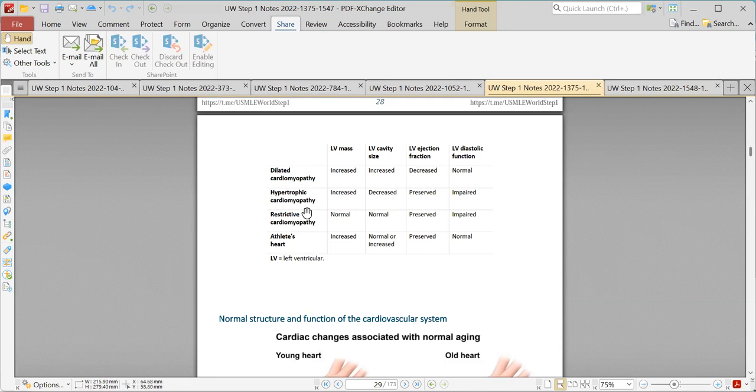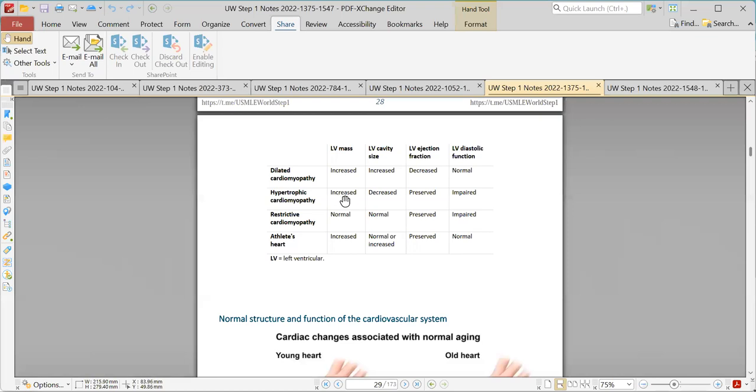Okay, so what happens in the HOCM? Left ventricular mass is increasing. Left ventricular cavity is really less here. Ejection fraction is preserved, and the diastolic volume is also impaired. The most important thing in this table is the difference between the HOCM and the athlete's heart. The athlete's heart is that of a well-trained athlete, who will have a muscular heart. Left ventricular mass is really good, left ventricular cavity size is normal. That's a good thing. Left ventricular ejection fraction is preserved and diastolic volume is also normal here.